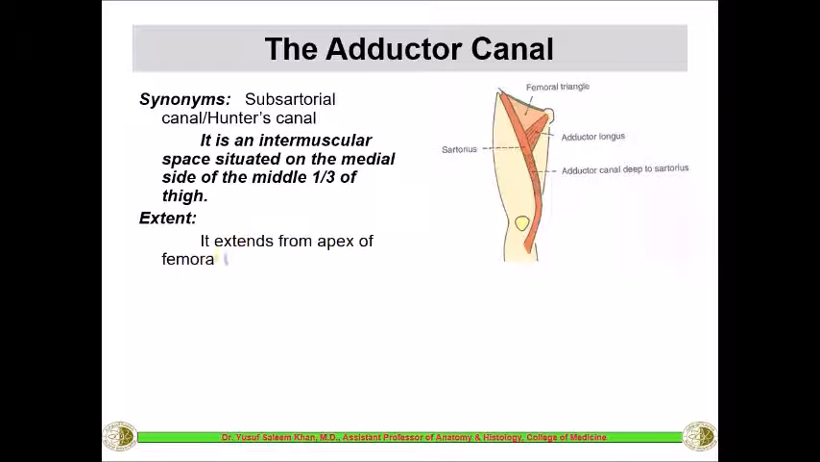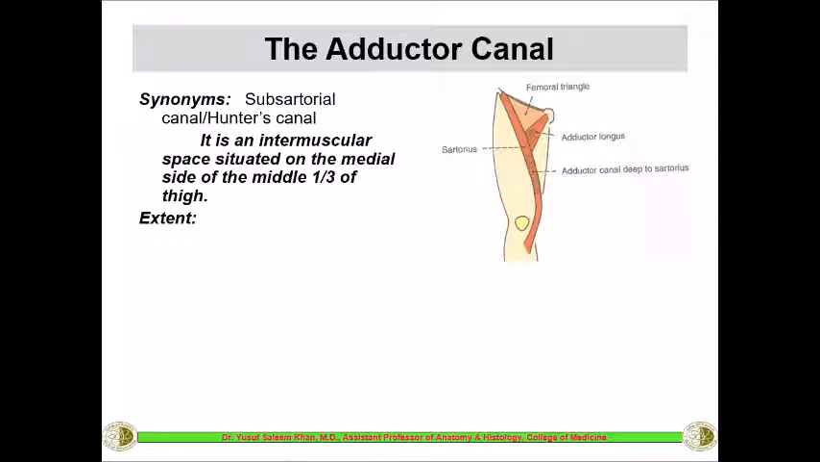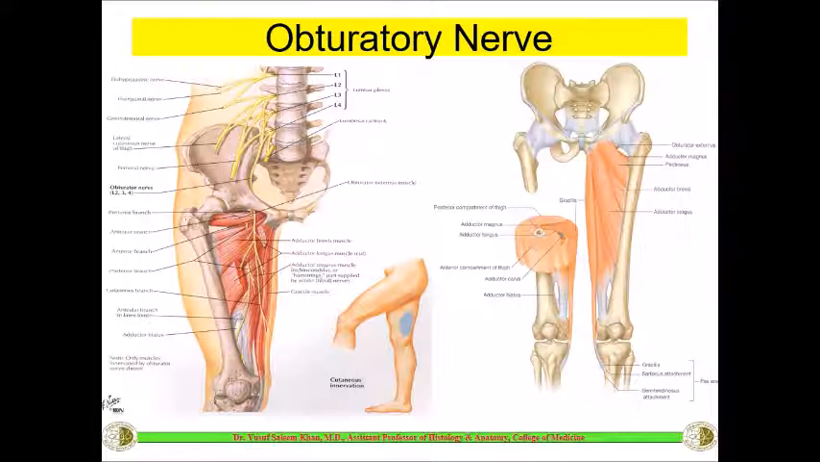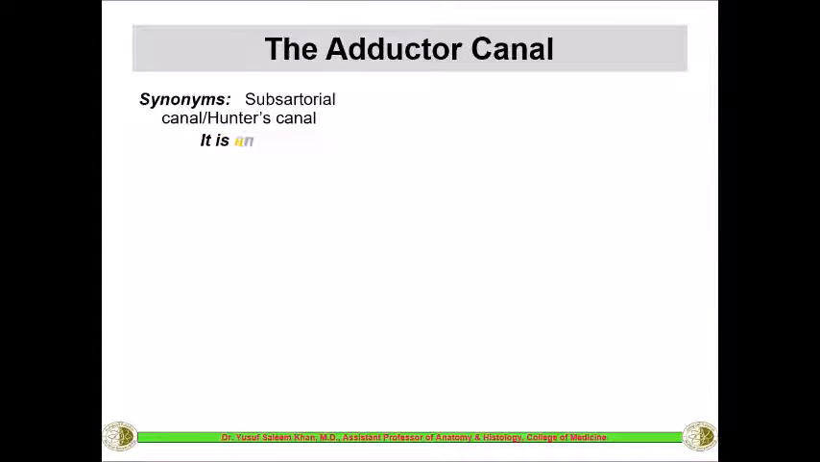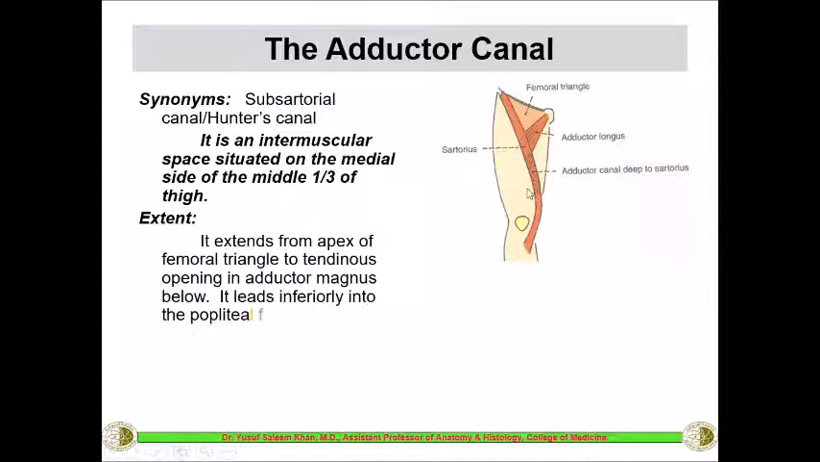The extent of this adductor canal, as I said, is from the apex of the femoral triangle to the tendinous opening in the adductor magnus. In the adductor magnus, if you have observed before, there is a large opening here. This is called the adductor hiatus, and this is the opening of the adductor canal into the popliteal fossa. So it begins from the apex of the femoral triangle, and it opens into the popliteal fossa through the adductor hiatus.